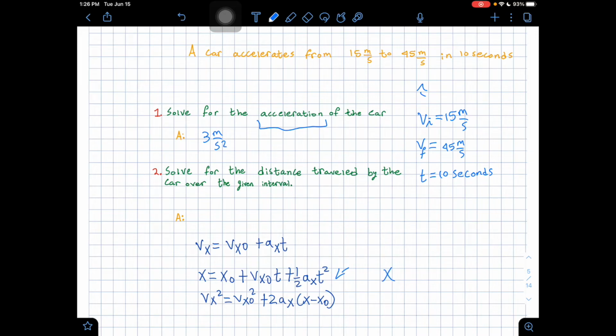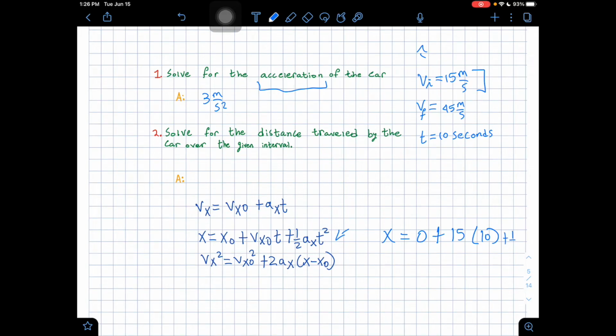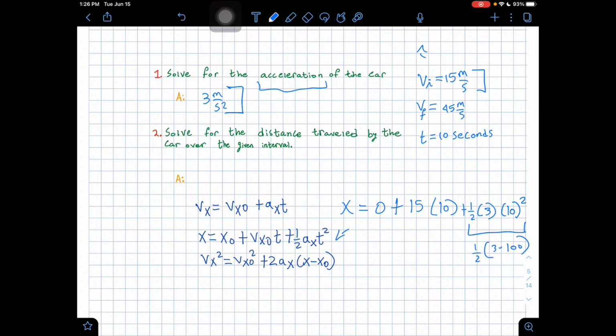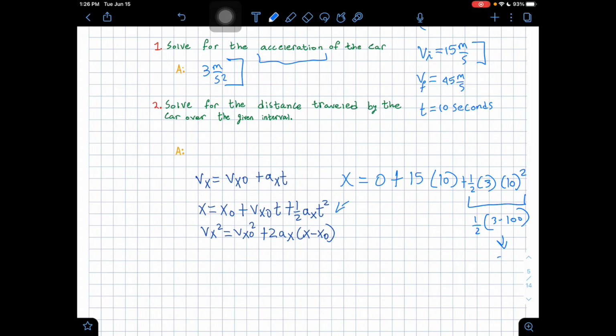So we're going to say x, which is our final position, equals our initial position, which we assumed is 0 meters, plus our initial velocity of 15 meters per second times our time of 10 seconds, plus 1/2 times our acceleration, which is 3, times time squared. Time is 10, so we have 10 squared, which is 100, times 3 multiplied by 1/2, which is just dividing by 2. So we have 300 divided by 2, which is 150. 15 times 10 is 150 as well. So we have 150 plus 150, and we get a total of 300 as our answer for x.